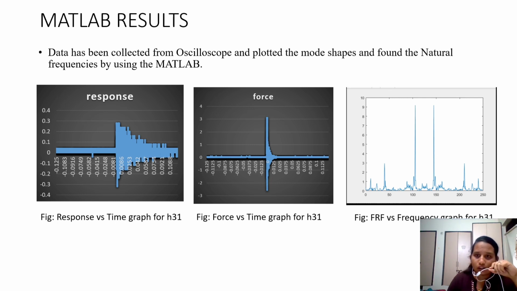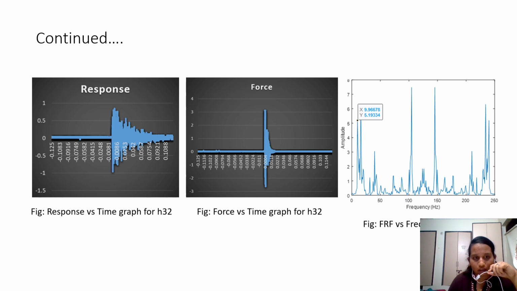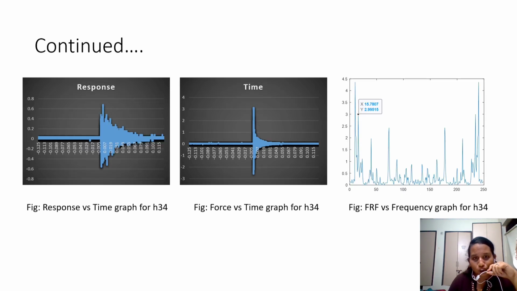And this is the second hitting position, where again I got the response versus time, force versus time, and FRF versus frequency. So this is how the data varies from the first position to the second, third and fourth, because it is based on the response from the structure. This is the third hitting position, as usual, response versus time, force versus time, and FRF versus frequency.